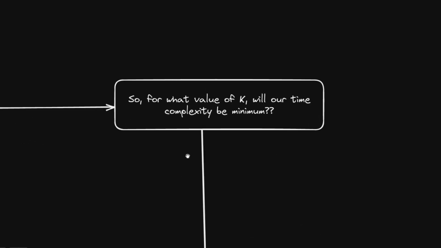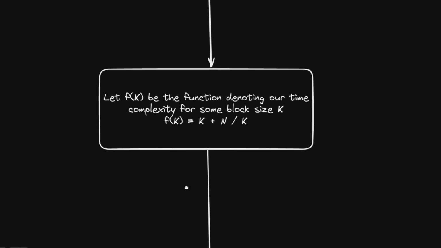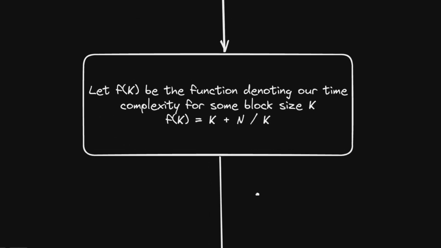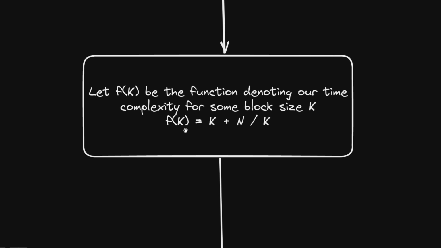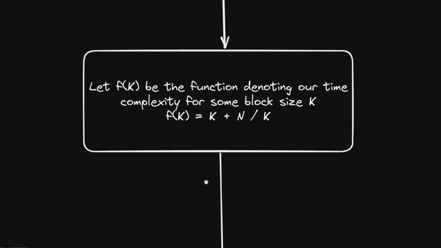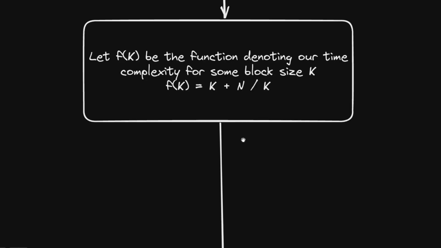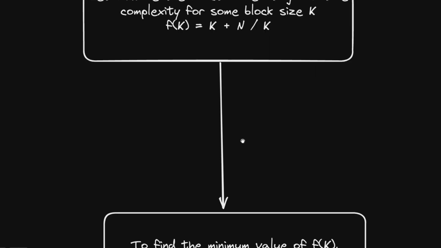So we are interested in finding out for what value of k the time complexity n by k plus k will be minimum. So let's define a function. K is variable in this case and n is a constant for a given array. So we have defined a function f of k equals k plus n by k, which is the time complexity required for query 2. Query 1 is still order 1, so we are not considering it because there is no need to optimize it further.